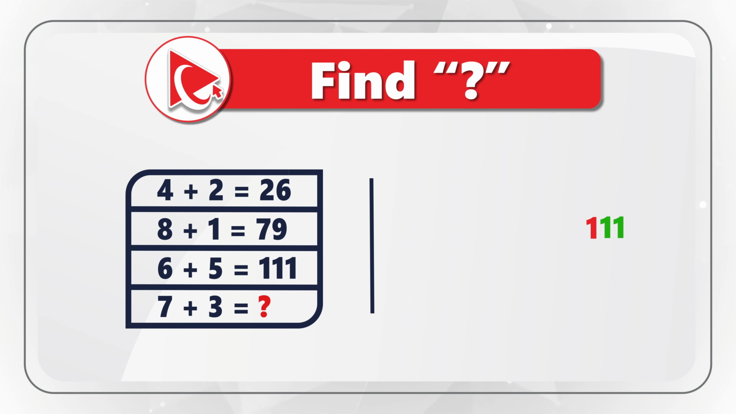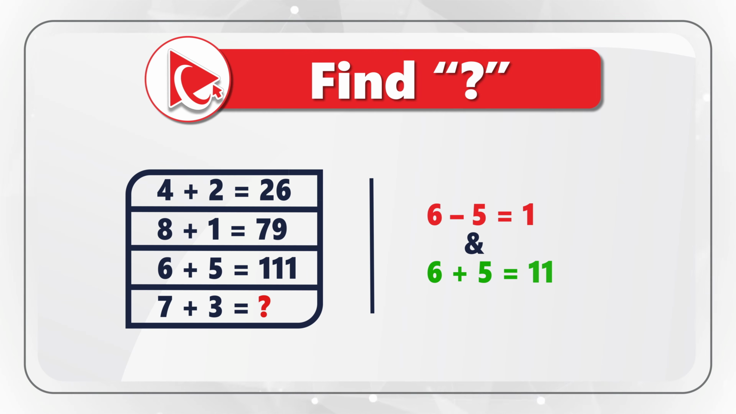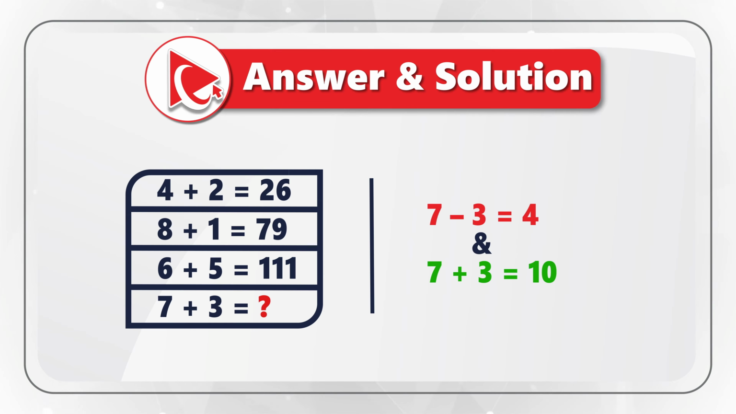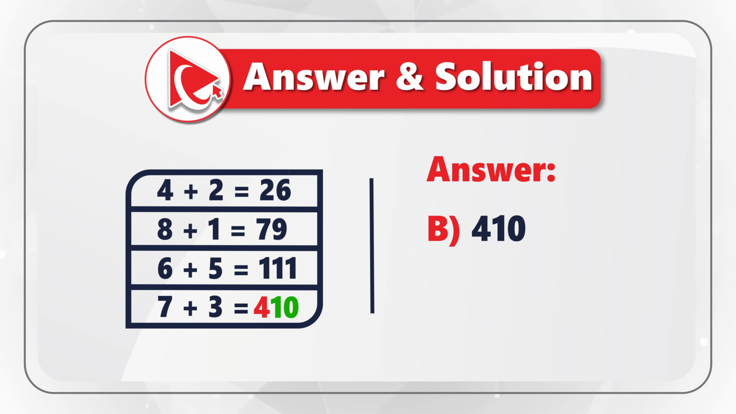The third expression is 6 minus 5 is 1, and 6 plus 5 is 11. That's where we get a 3-digit number, 111. And now we can calculate the final fourth expression, which is calculated as 7 minus 3, so the first digit would be 4. And then we calculate it as 7 plus 3, which would be 10. So the correct answer here is choice B, 410.